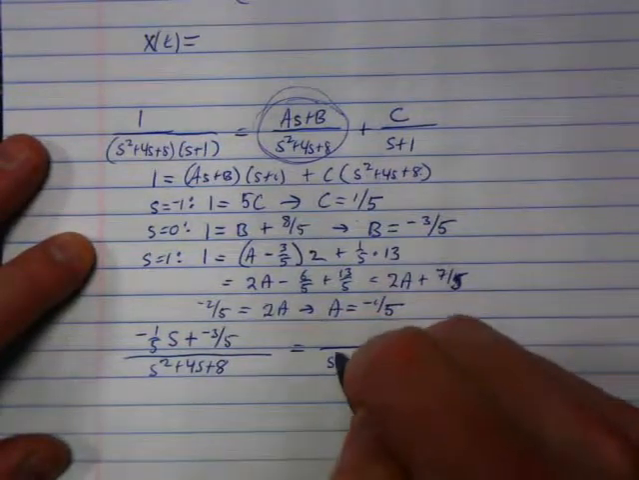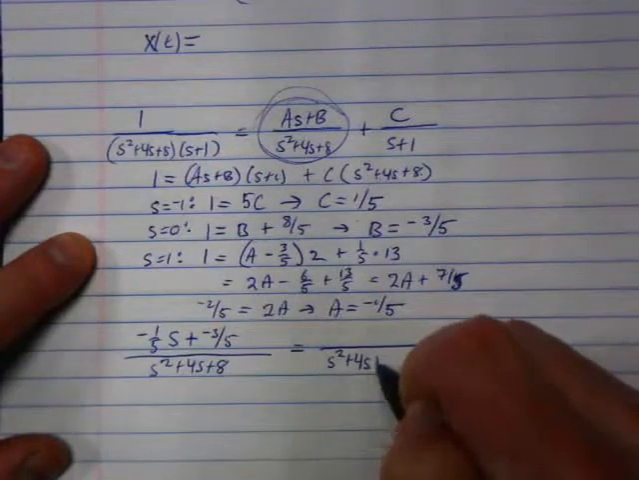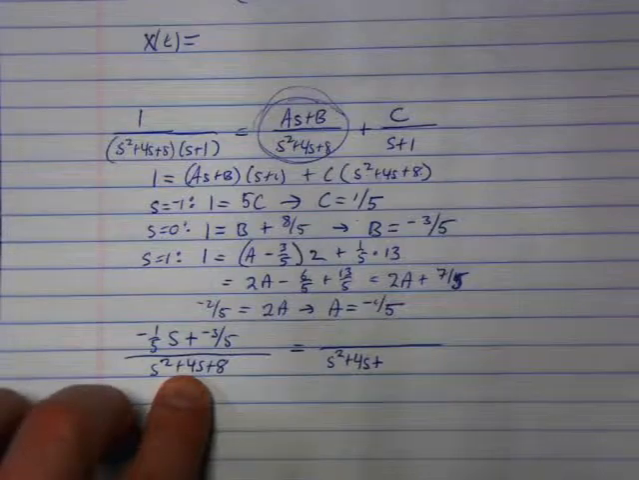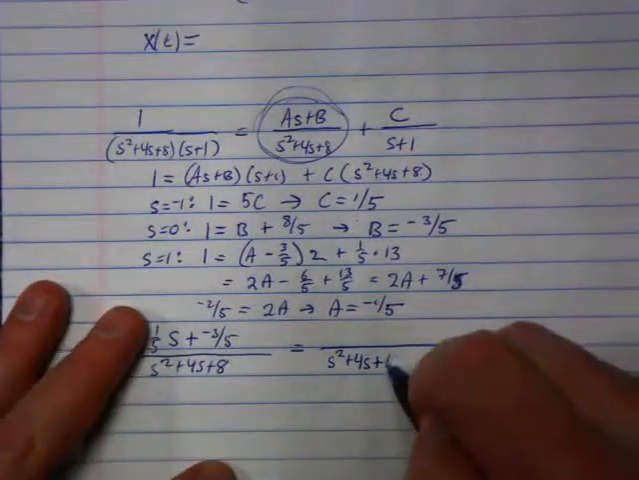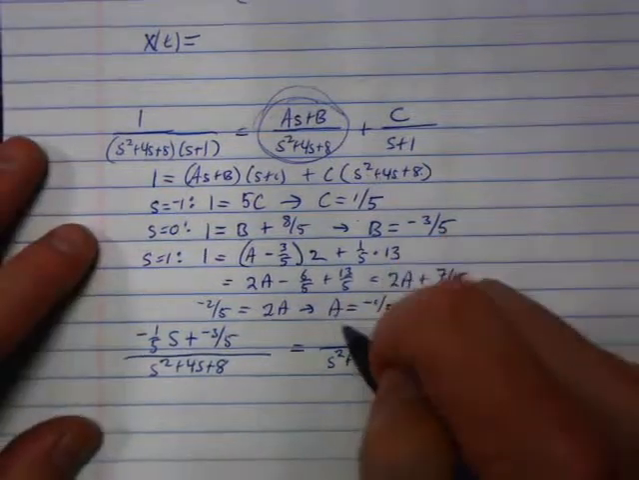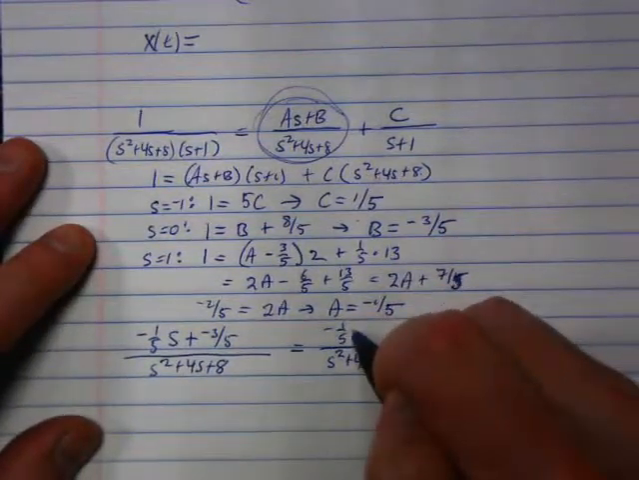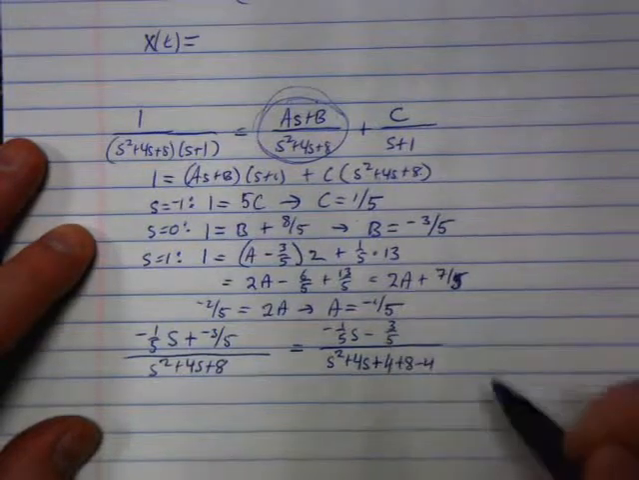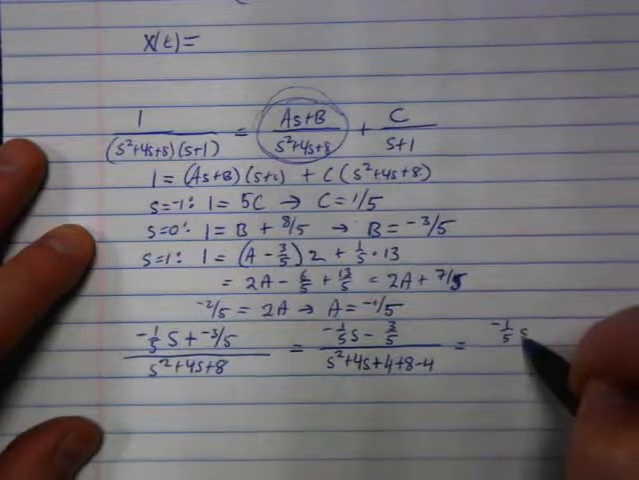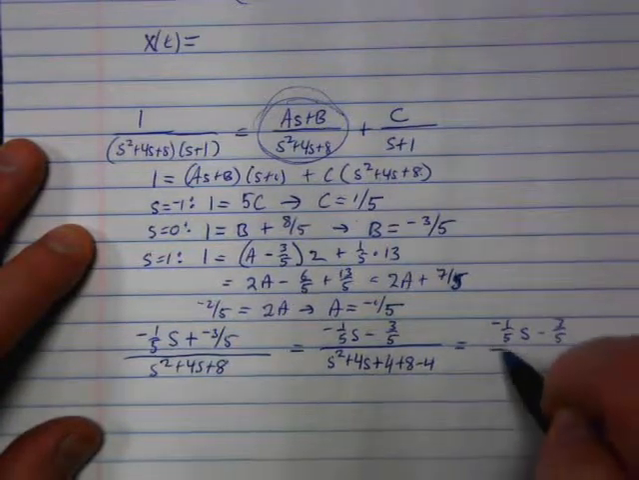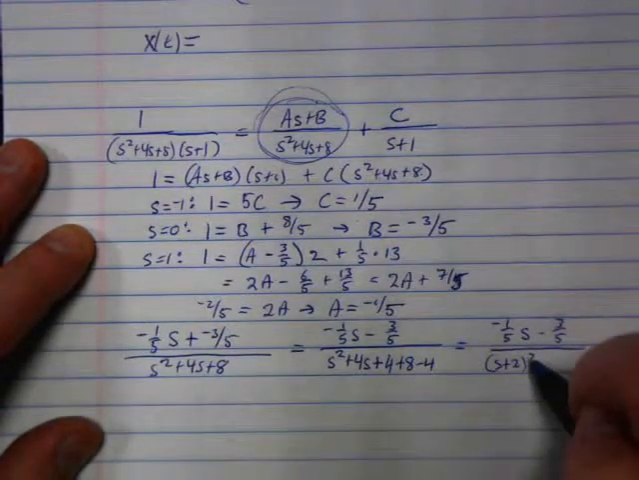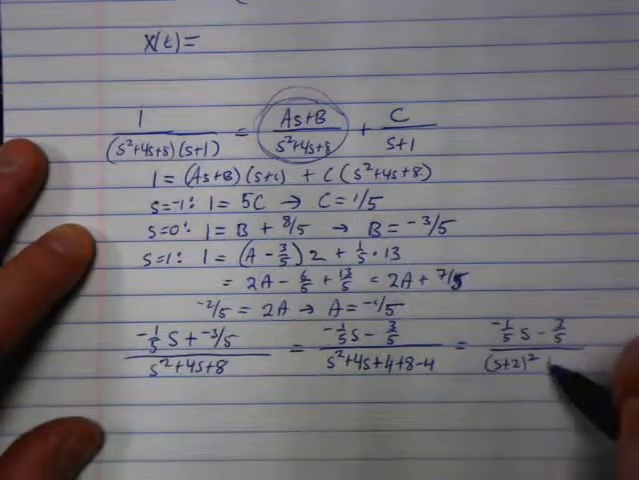That's going to be s squared plus 4s plus, what's the magic number to add to complete the square? 4, because you take 4, divide it by 2, square it, that's 4. Plus 8 minus 4. And I still have minus 1/5 s minus 3/5 up on top. Minus 1/5 s minus 3/5 divided by s plus 2 squared plus 4.